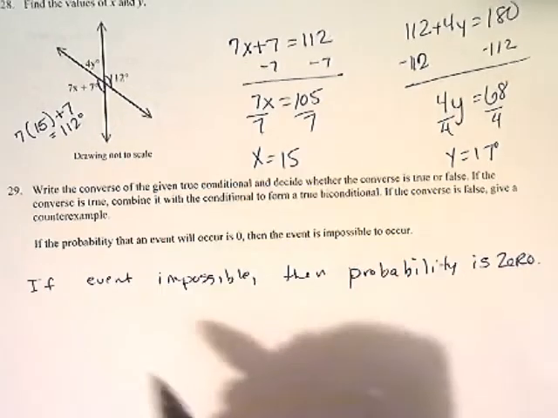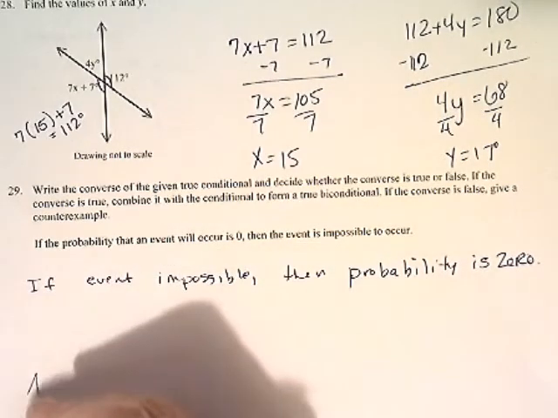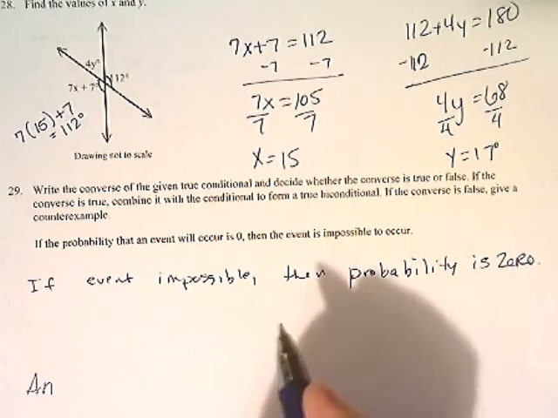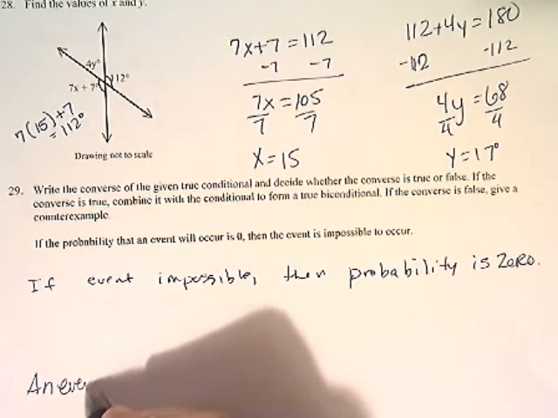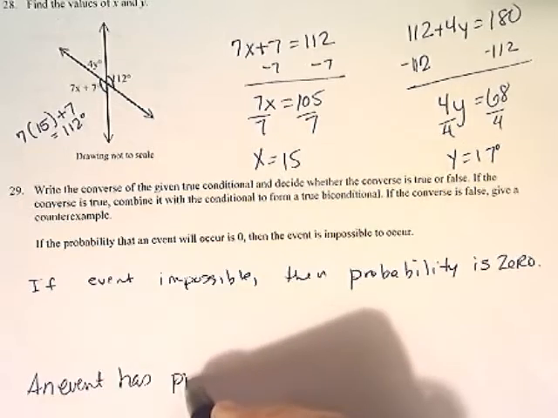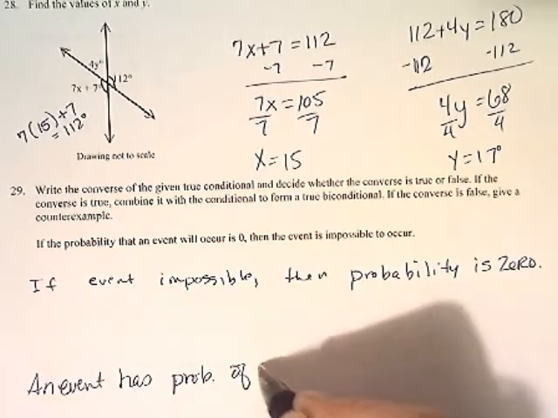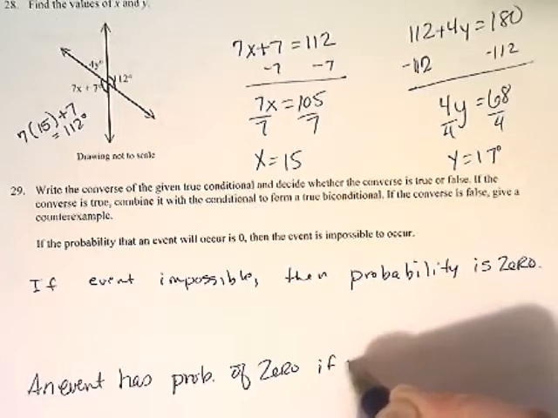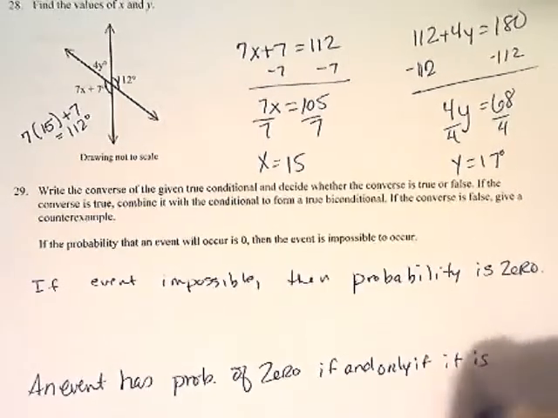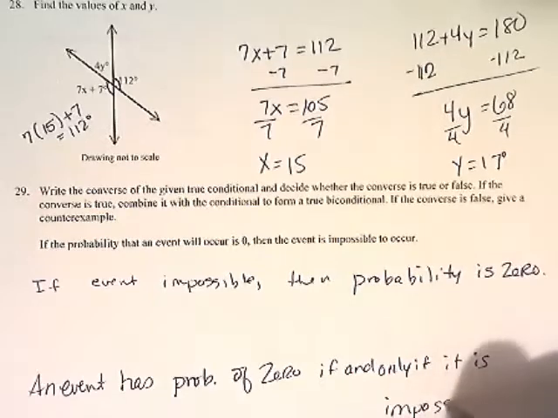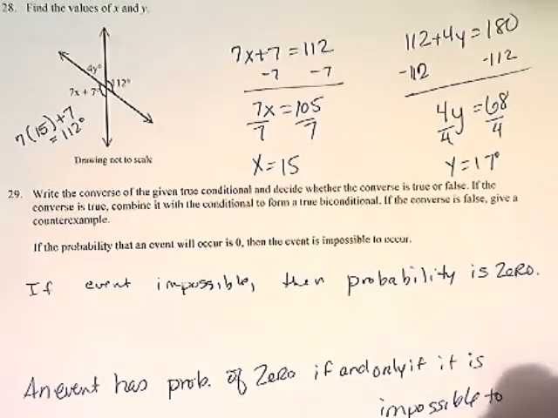So to write it as a true biconditional, we would write an event has a probability of 0 if and only if it is impossible to occur.